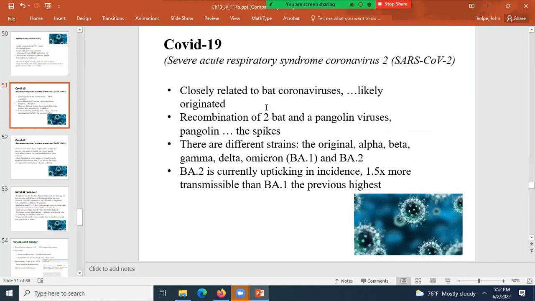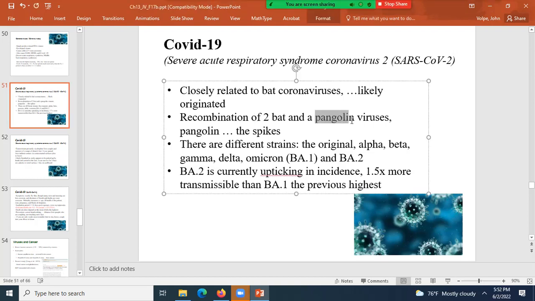COVID-19 is closely related to bat coronaviruses. It likely originated in bats. When we sequence the coronavirus, the first one that was circulating in the human population, we find that it is a recombination of 2 different bat coronaviruses that join together, and those 2 bat coronaviruses then recombine with the pangolin coronavirus. A pangolin is a spiny anteater.